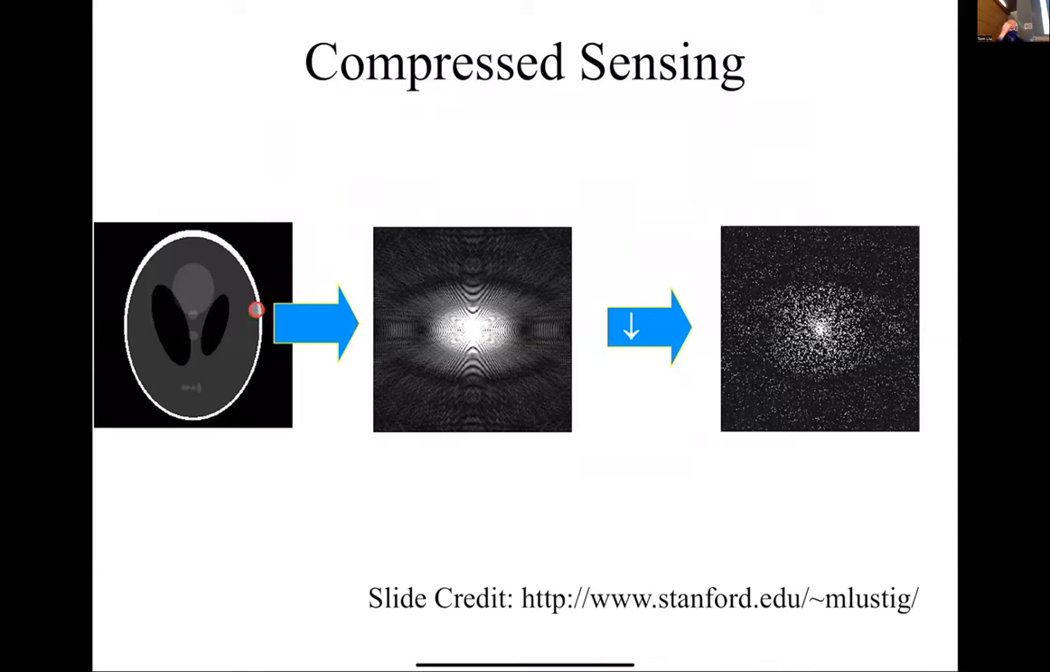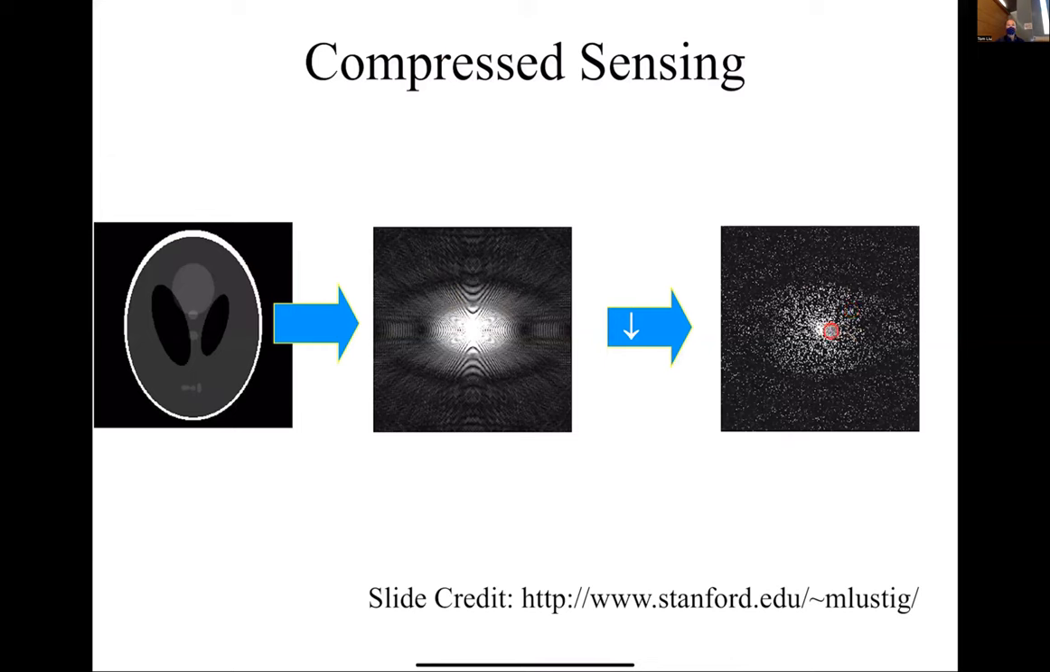I know there are a few projects on this, so this is just a very high level overview. This is our favorite Shepp-Logan phantom that some of you played with in CT. This is its Fourier transform. Now I'm going to randomly throw out a bunch of data, so I'm only keeping some of the data. And this is the points I've kept.